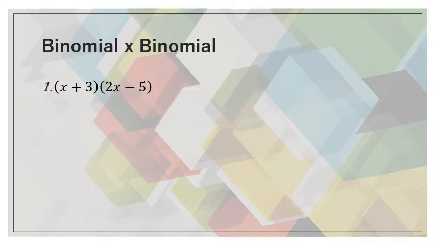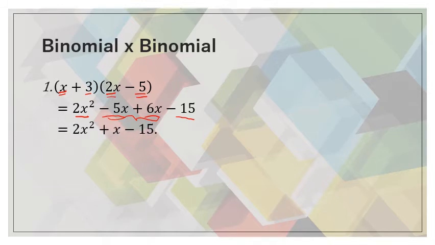For example, x plus 3 multiplied to 2x minus 5. So the first terms are x and 2x, so we get 2x squared. The outer terms are x and minus 5, so we get minus 5x. The inner terms are 3 and 2x, so we get 6x. And the last terms are 3 and negative 5, so we get minus 15. Now we have like terms here, negative 5x and 6x. So our final answer will be 2x squared plus x minus 15.